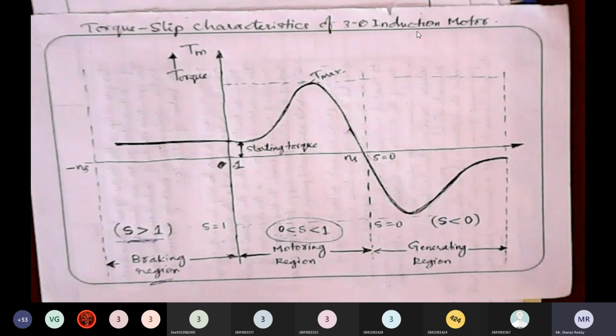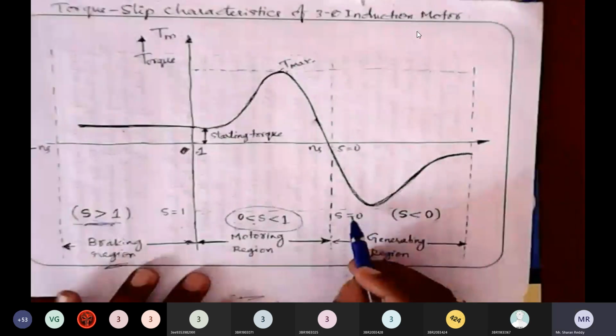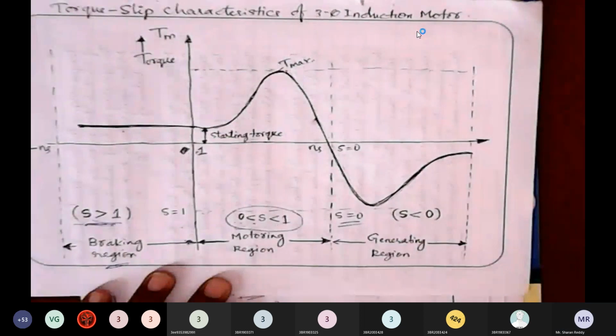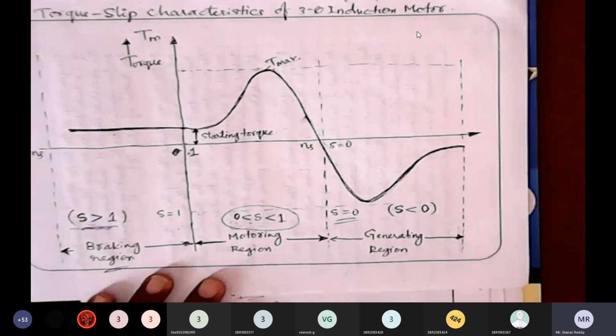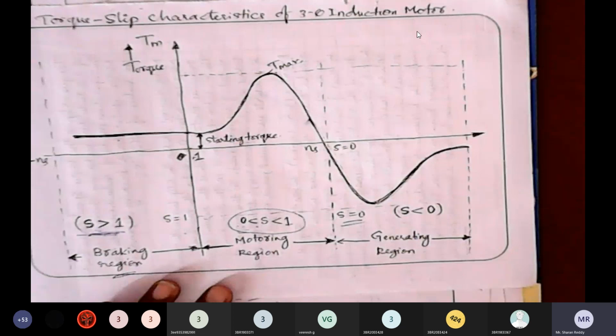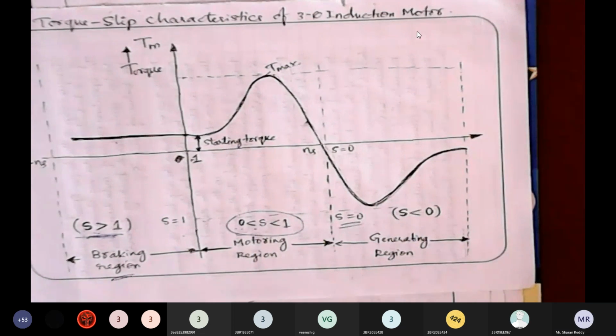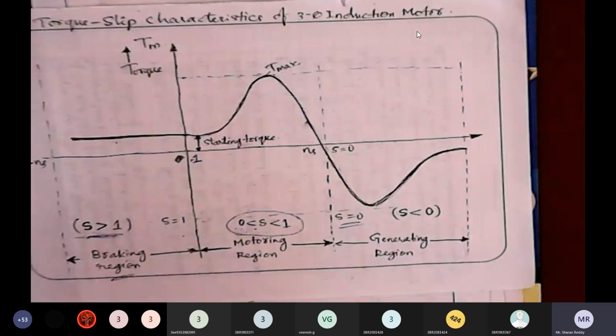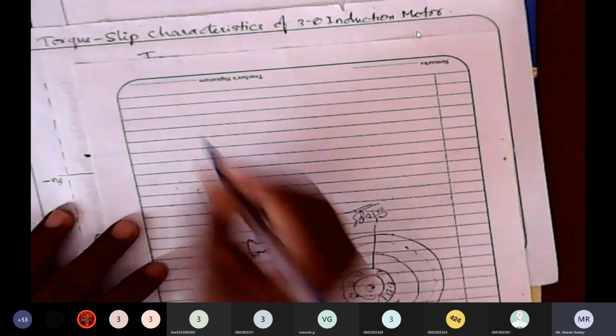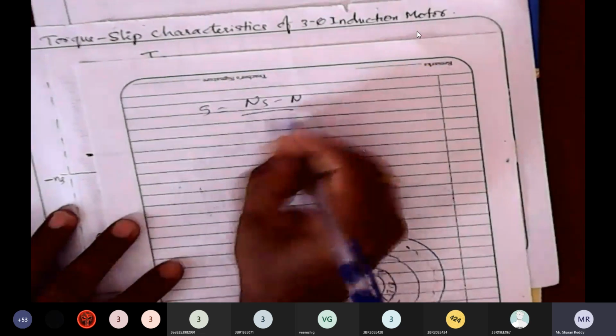And one more interesting thing: when the slip value is less than 0. Less than 0 means what? Negative slip. How do we get that negative slip here? We know that slip is equal to (ns minus n) divided by ns.